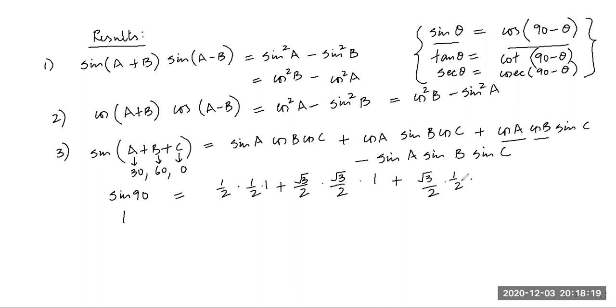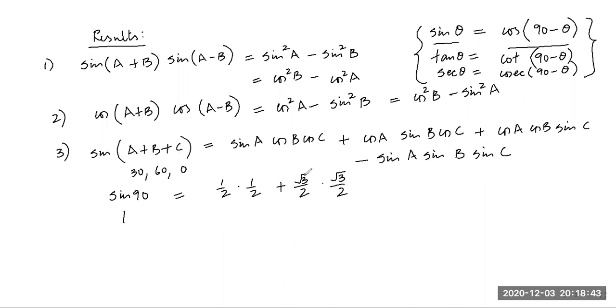Good. What is sine C? Sine 0? 0. Correct. So this will also be 0 minus 0, right? So need not calculate. This is sine C, sine C is 0. So this becomes 1 by 4 plus 3 by 4, that is equal to 1. Left side is equal to right side. Hence it is proven. Beautiful.